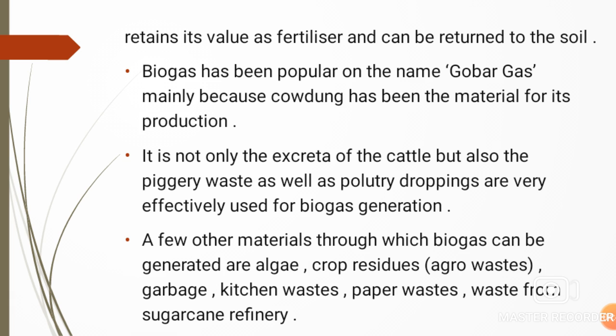Biogas is popularly known as gobar gas, mainly because cow dung has been the material for its production. Generally we know that cow dung is used for the production of biogas, so the name is gobar gas. That is another name of biogas. It is not only the excreta of cattle but also piggery waste as well as poultry droppings that are very effective for biogas generation.